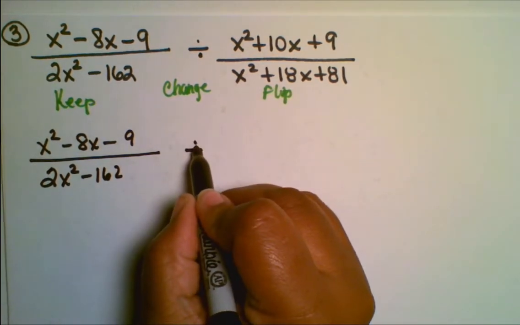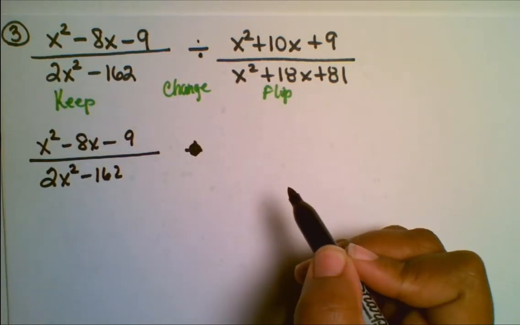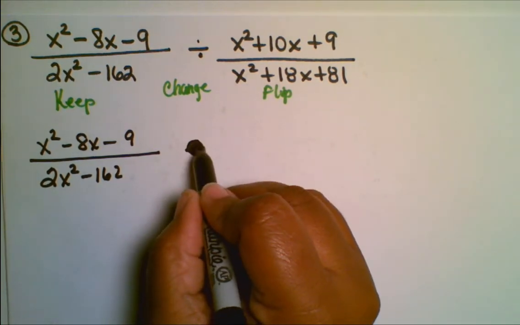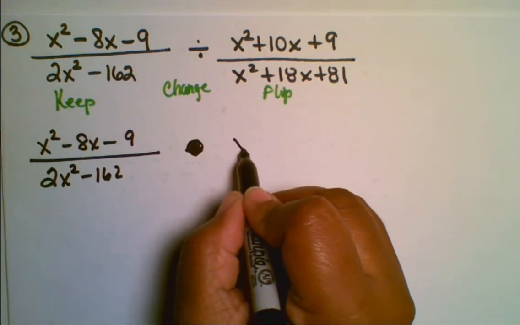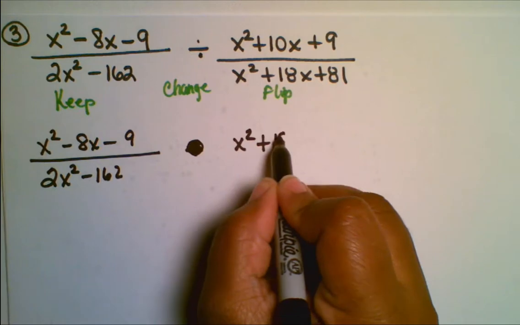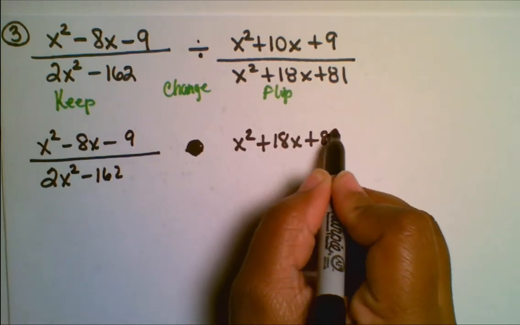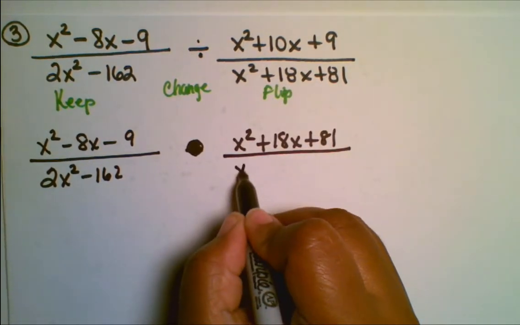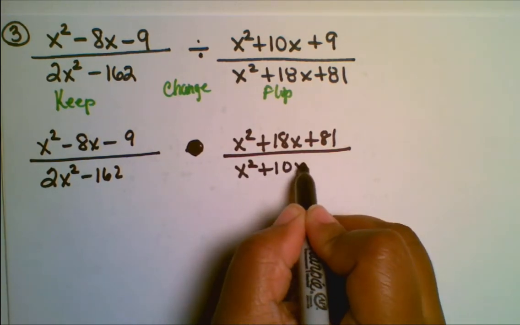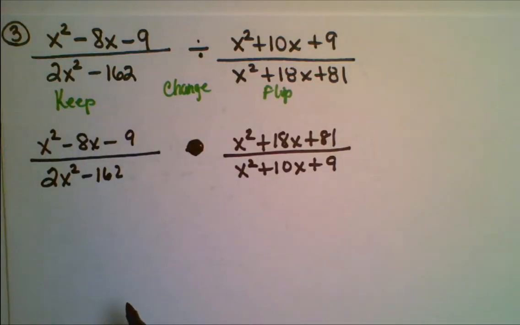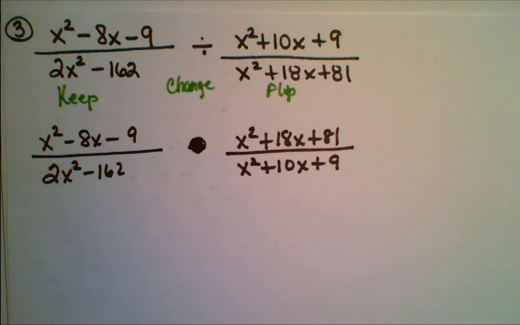Oops, that should be a times, a big times sign. Over x squared plus 18x plus 81 all over x squared plus 10x plus 9. Factor, factor, factor, factor, factor. That's what I want you to do when you factor a rational expression.